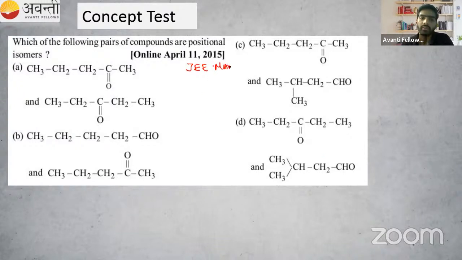JEE Main 2015. Which of the following pairs of compounds are positional isomerism? Positional isomerism बोला है, तो फिर किसमें चेंज होना चाहिए? पोजीशन में चेंज होना चाहिए. So please tell me in the chat box what the answer should be. Fast, fast. Just see where there is a position change. Okay, option A correct.